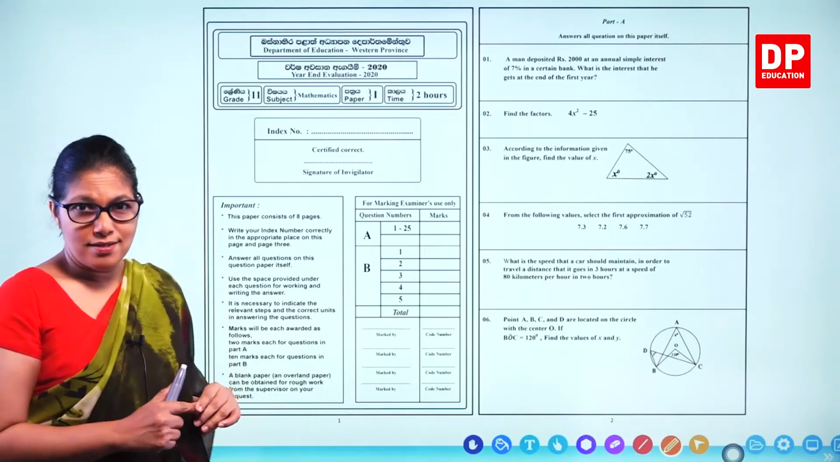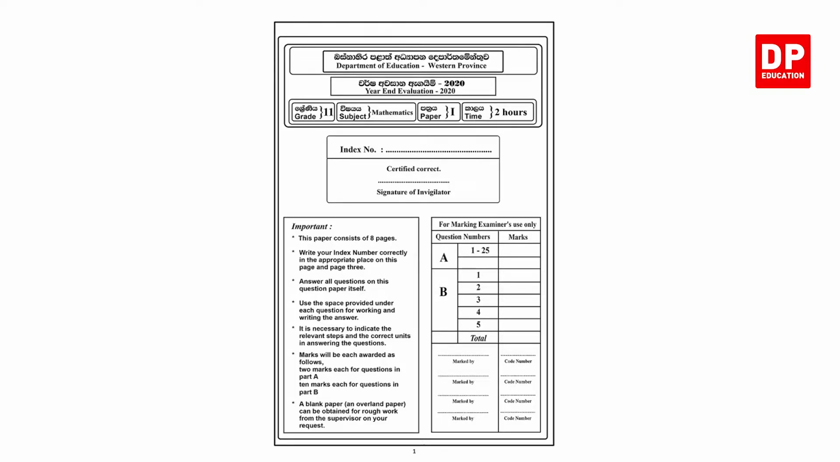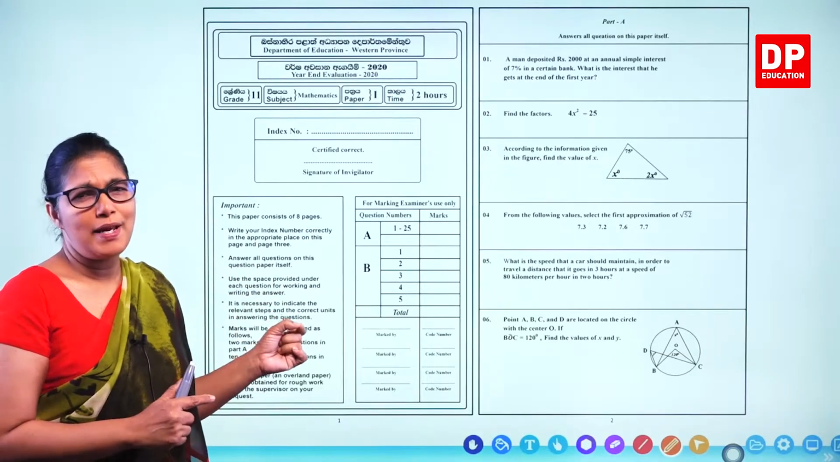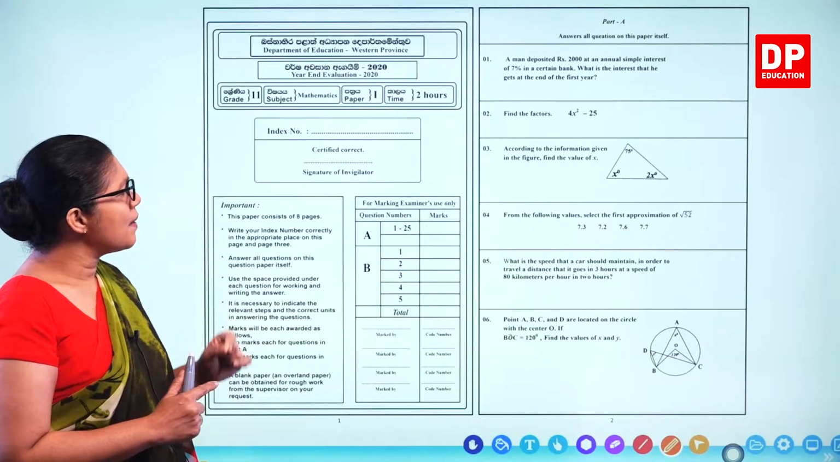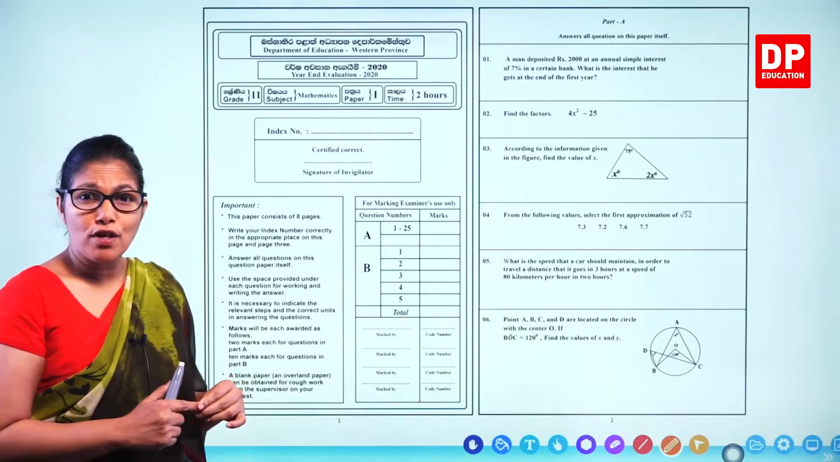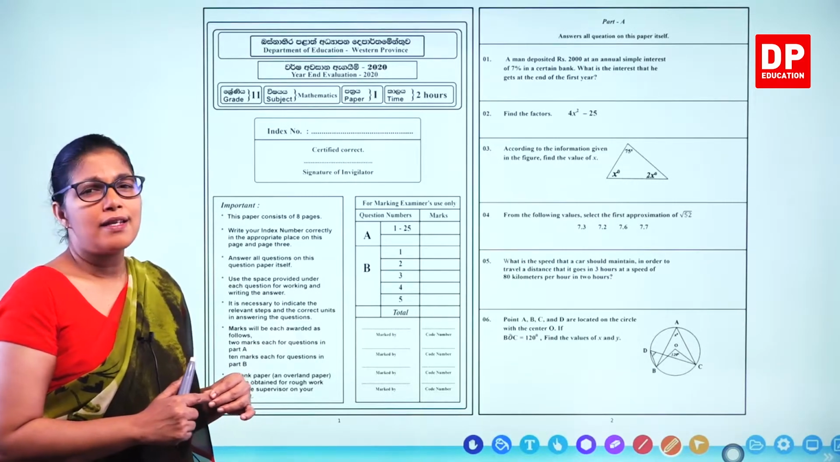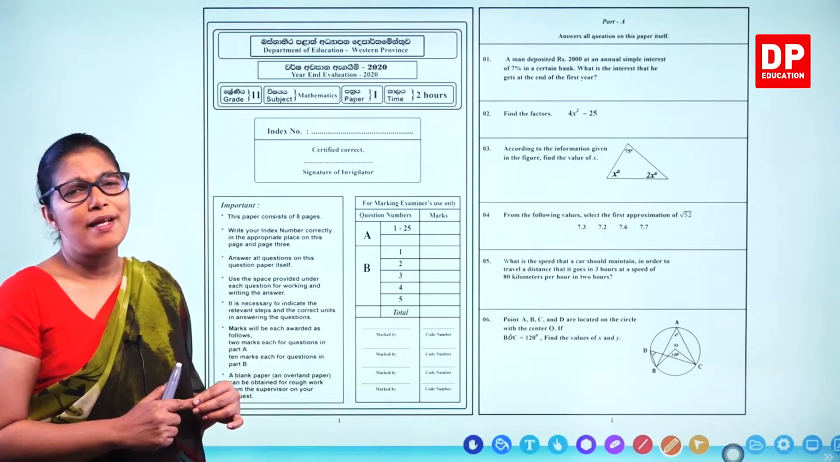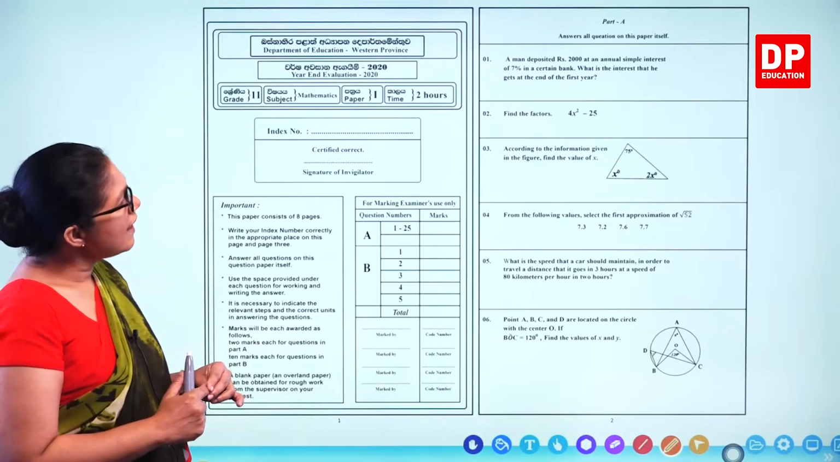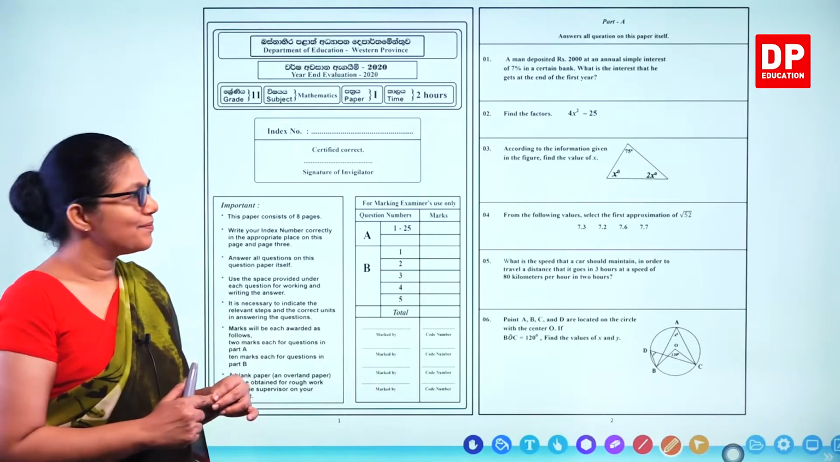So how many marks? Each question in part A gets 2 marks, and try to complete it within 2 minutes. In the second part, you get 5 questions, and each question is worth 10 marks. You can spend a maximum of 12 minutes on each. So let's do paper 1.